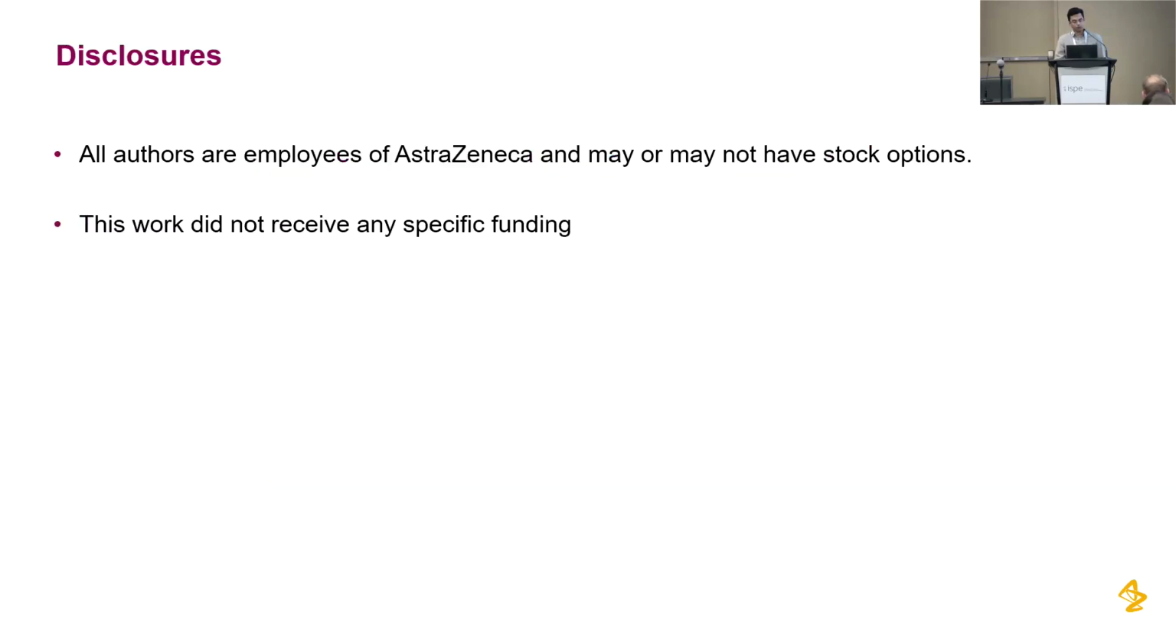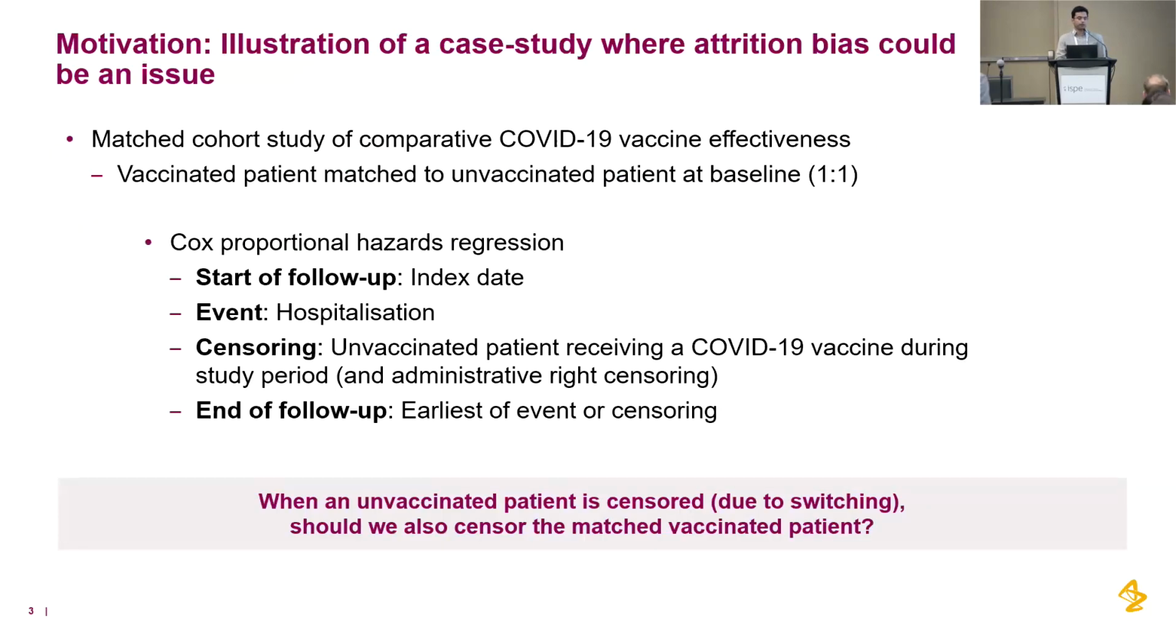These are our disclosures. When thinking of a methodological question like this, I often find that it's helpful to think of it in the context of a motivating case study. So let's say we're interested in doing a matched cohort study of COVID-19 vaccine effectiveness. We want to match vaccinated individuals to unvaccinated individuals in a 1-to-1 ratio, and we want to use Cox proportional hazard regression to analyze the data.